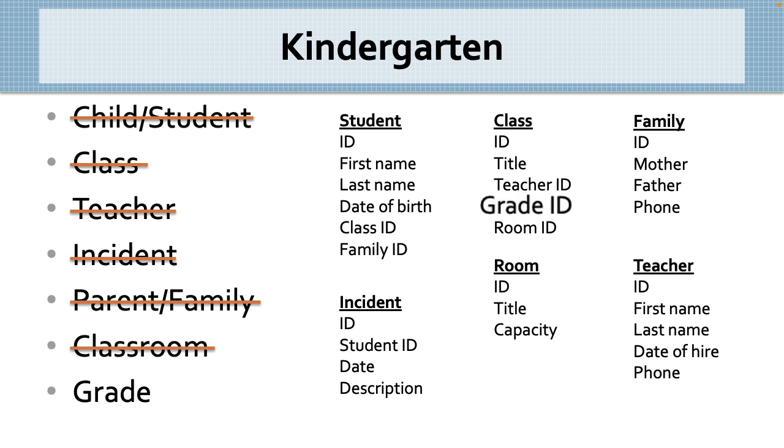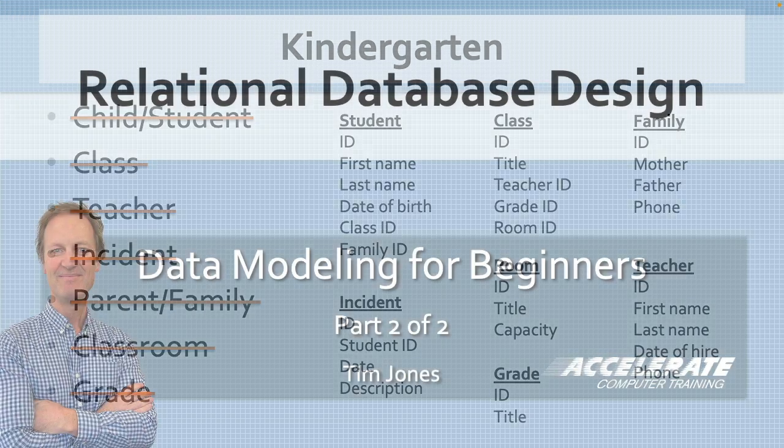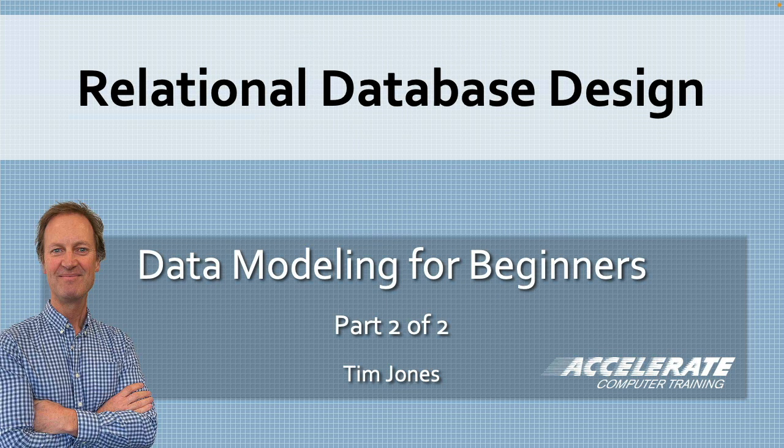Grade, like room, is an attribute of class, but since we may have many classes of the same grade, we do not want to store the grade name over and over, so we will put it in its own table with fields for ID and title. Now that we've addressed all the nouns we found in the process description, we are well on our way to a complete entity relationship diagram, or ERD, which we will build in part 2 of this series.